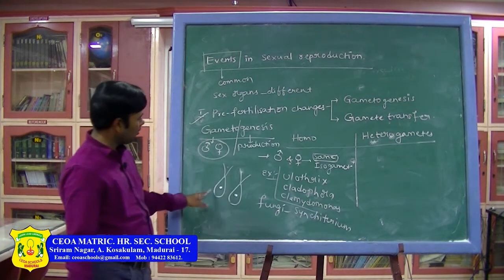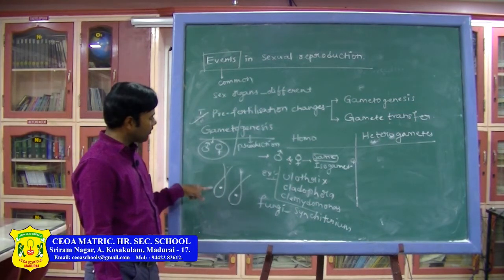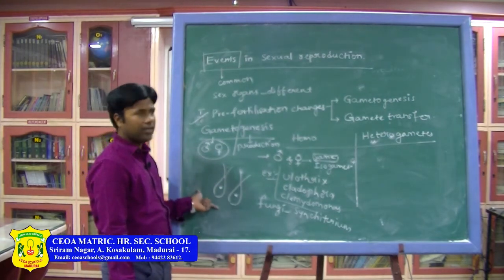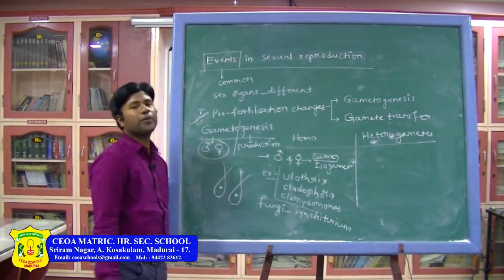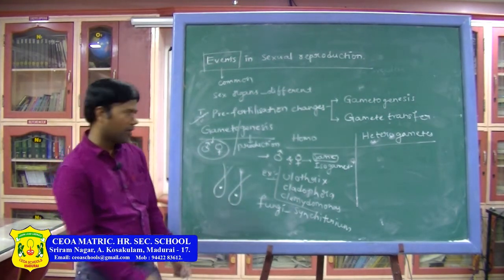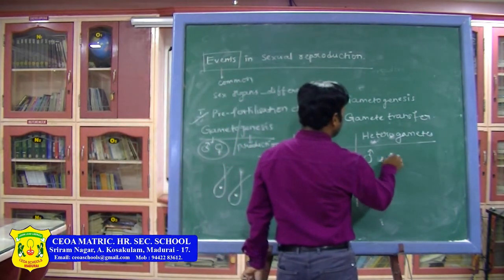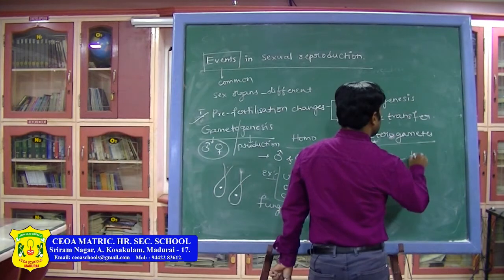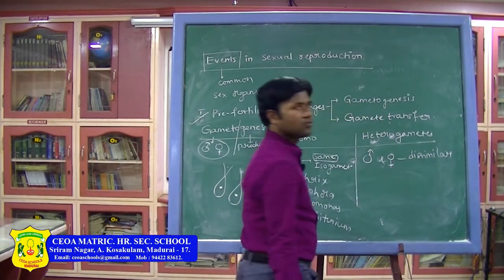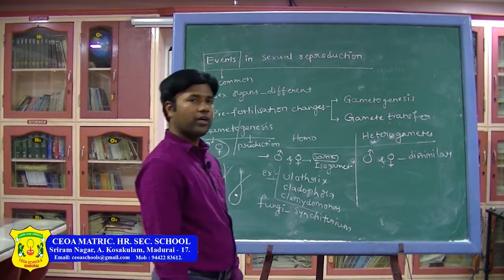Cladophora, when you see it now, structurally these are the same. So we cannot differentiate which is the male and which is the female. To such a level, structurally those are similar. So these are called homogametes. Let us see about the heterogametes. In the heterogametes, male and female gametes are structurally dissimilar. That is the reason why these gametes are called heterogametes.